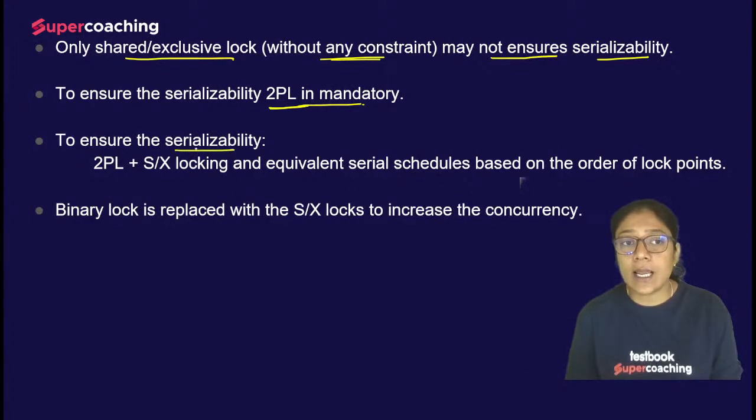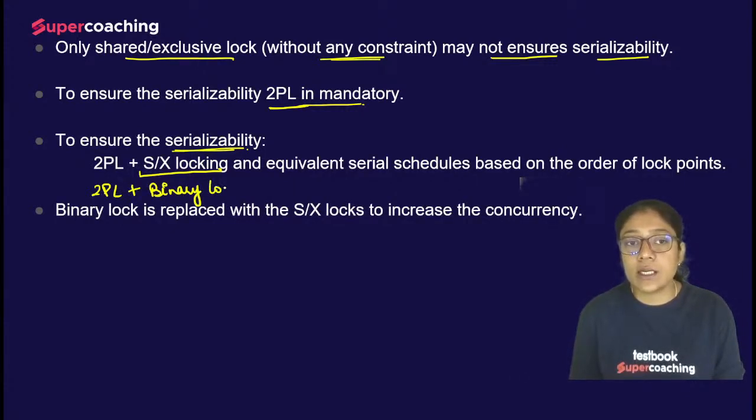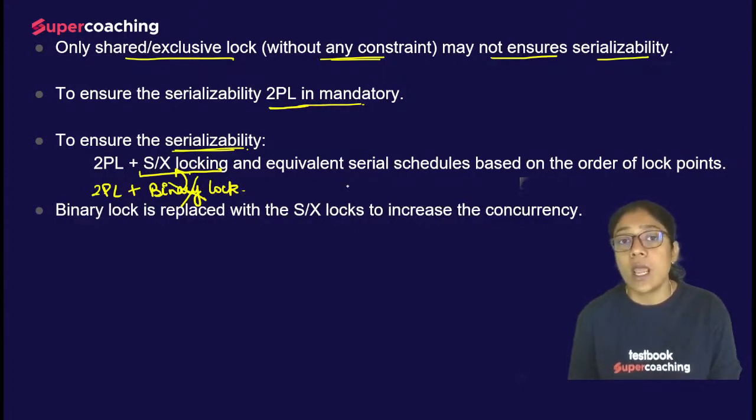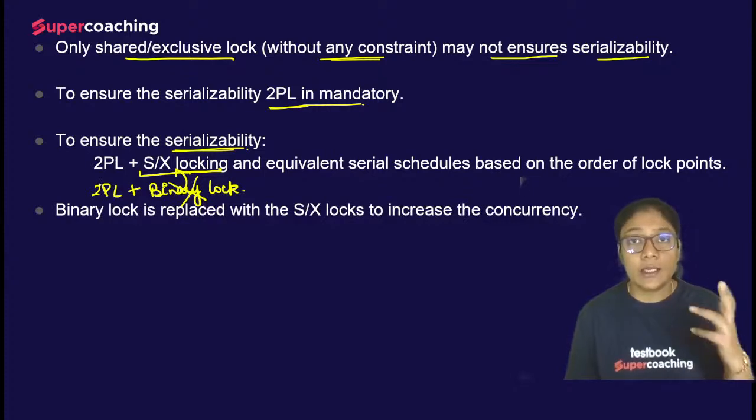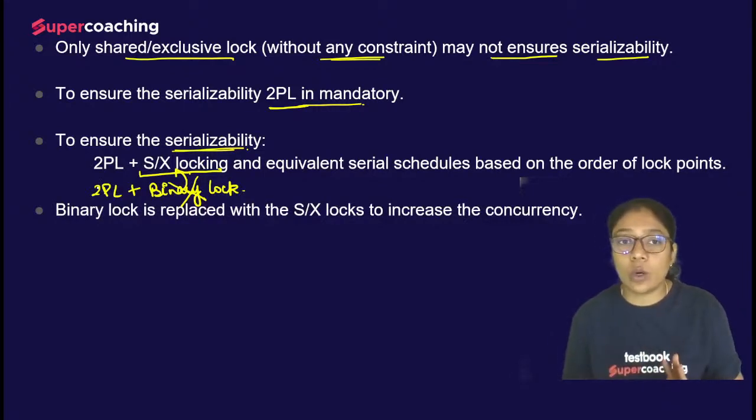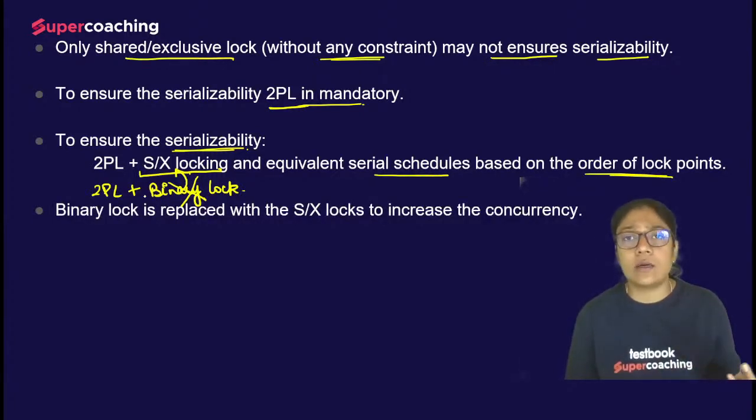In simple terms, instead of using the binary locks, now we are replacing them. What did we discuss before this? 2PL with binary locks. Now, in order to increase the concurrency, instead of using the binary locks, we are replacing them with shared or exclusive locks. And since it is 2PL, it ensures serializability. Since serializability is ensured, some serial order will come. So its equivalent serial schedule is based on the order of lock points, just like we have discussed under 2PL and binary locks.